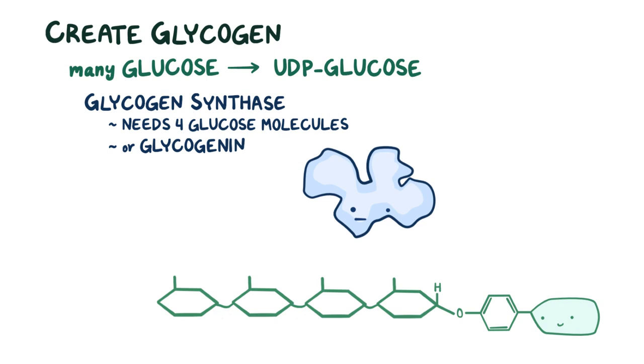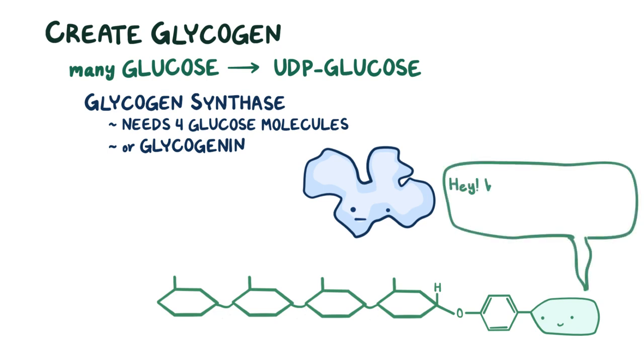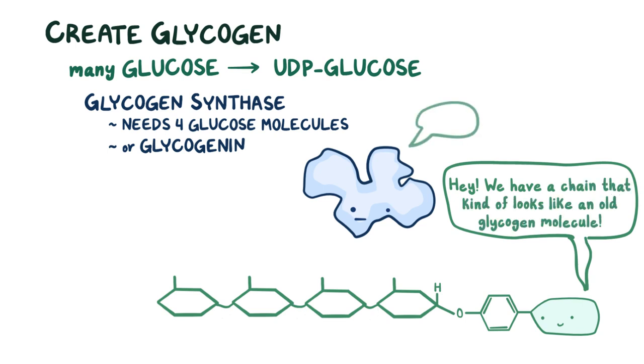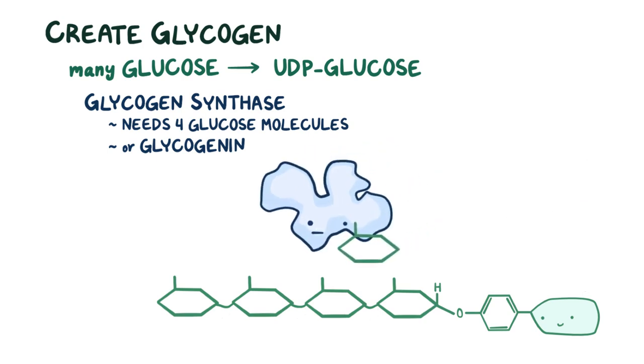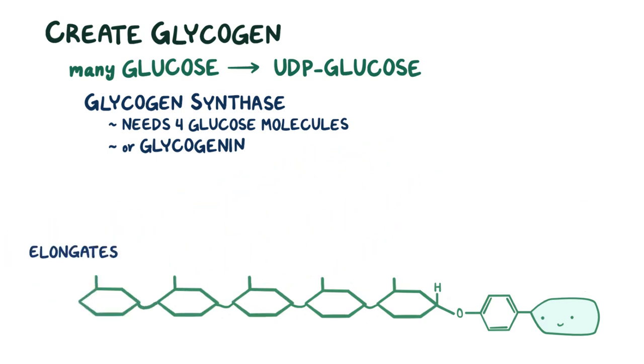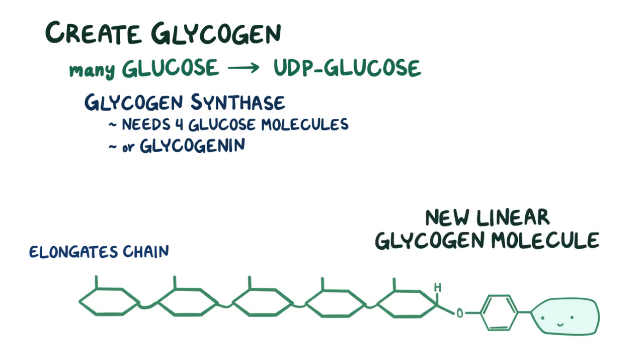By doing that, it's able to tell glycogen synthase, hey, we have a chain here that looks kind of like an old glycogen molecule. And glycogen synthase falls for it, and elongates this short chain on glycogenin by attaching lots of glucose molecules to it through alpha-1,4 glycosidic bonds. This elongates the chain and creates a new linear glycogen molecule.